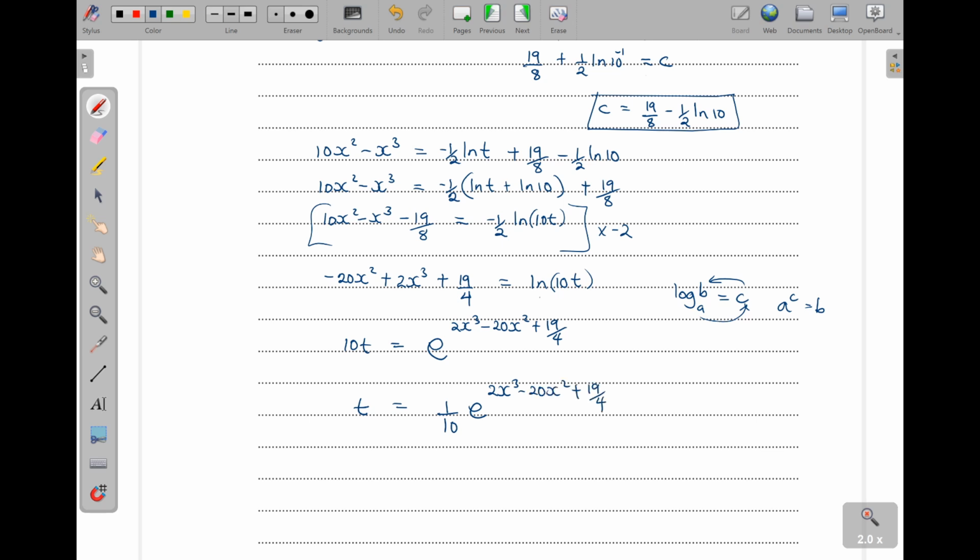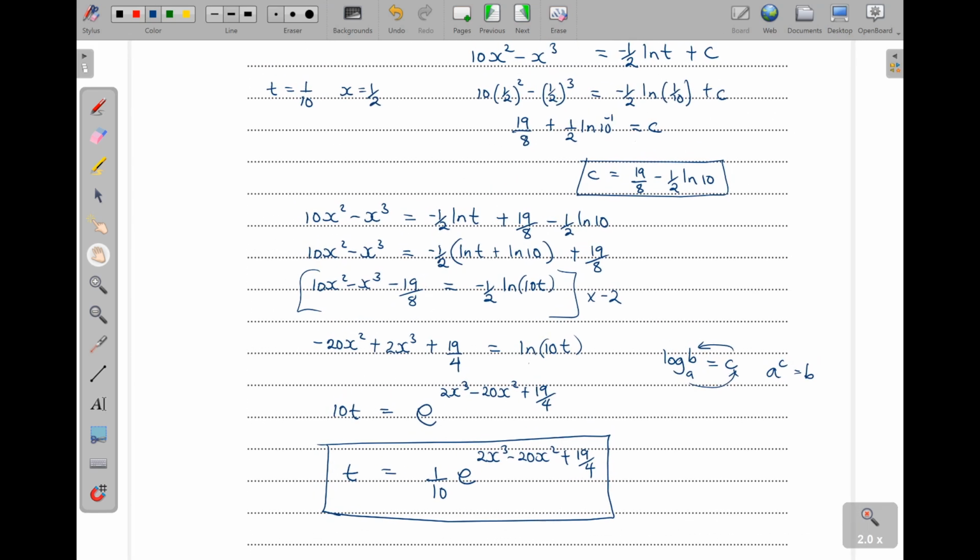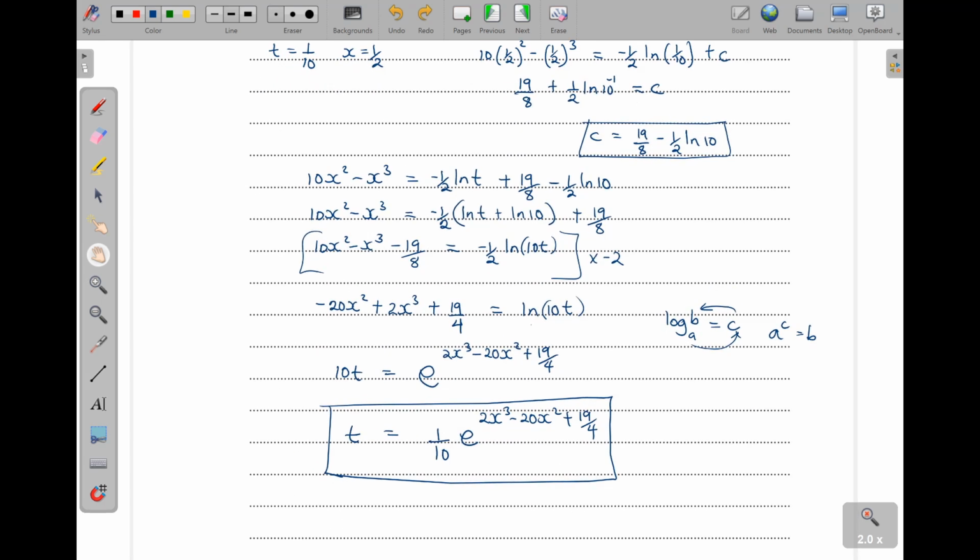So it will be 1 over 10 of e to the power of 2x cubed minus 20x squared plus 19 over 4. And this is not the only expression that you can get. There are many expressions that you can get from here. Remember here, I turned this one into this, so somebody can continue with this natural log. Somebody can continue with the natural log of 1 over 10, okay? So there are many ways, but this is what I came up with, okay?